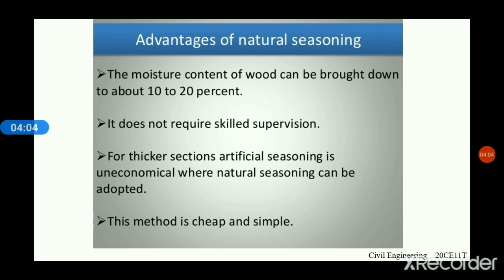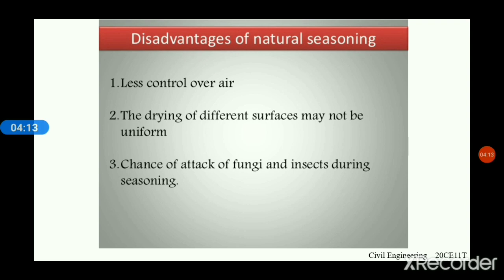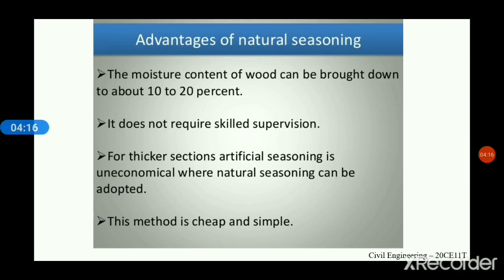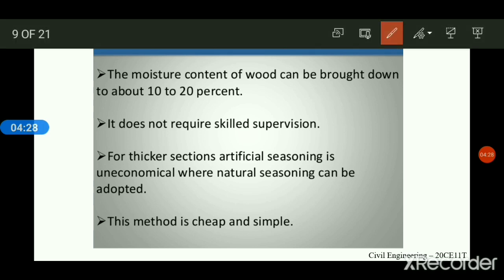So what are the advantages of natural seasoning? Is there any advantage of seasoning naturally, or is there any disadvantage? Obviously, there will be advantages and there will be disadvantages also. Advantages, in the first point, just now I told you it removes 12 to 15%. Okay, it's 10 to 20%. It doesn't matter. The moisture content of wood can be brought down to about 10 to 20%.